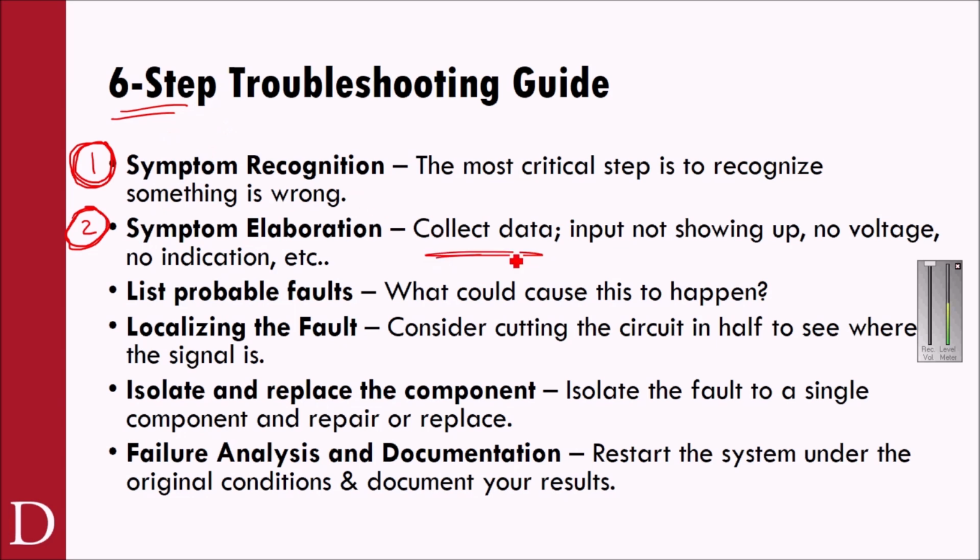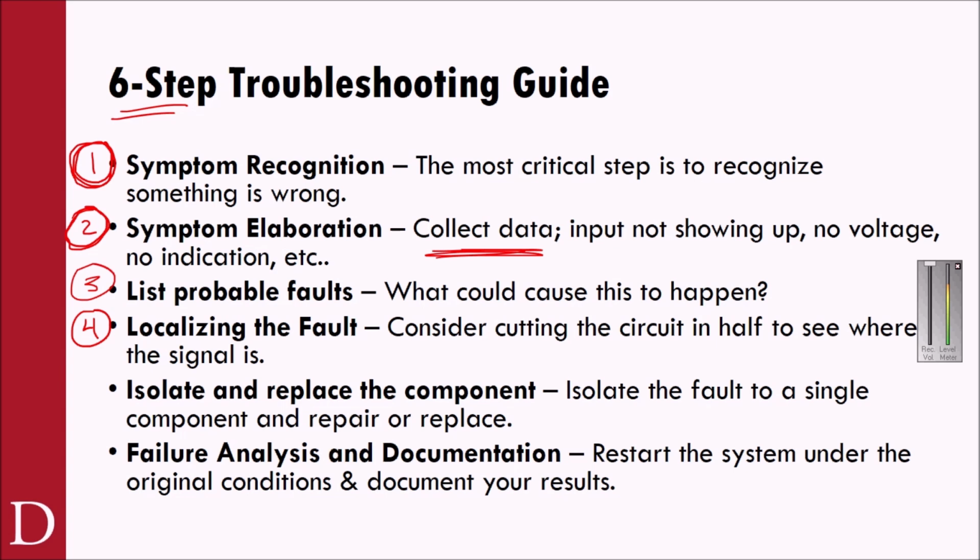What is going on? Why do you think something's wrong? Give me the symptom. Tell me what you think is going on. Then we're going to list the probable faults. Well, I've got this chain over here, and maybe it's that the chain is not lubricated. Maybe it's that the chain is too tight. Maybe it's that the chain is too loose. What could be causing this to happen? List a list of faults that you think could be the problem. And then from there, we want to start localizing the fault.